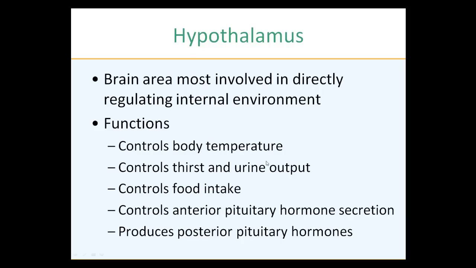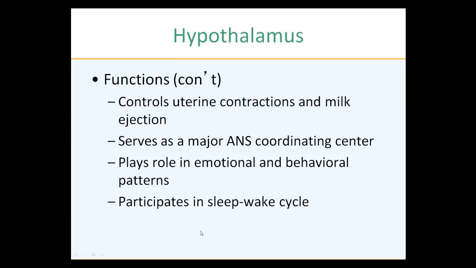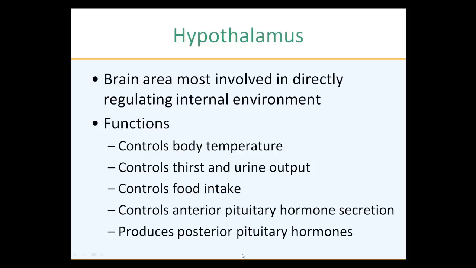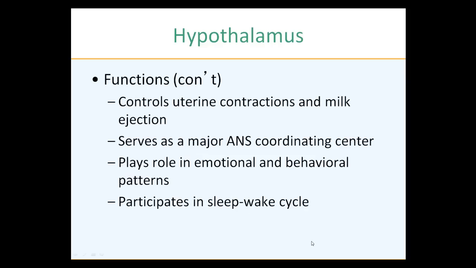It controls body temperature, thirst, urine output, hunger, food intake, anterior pituitary hormone secretion, and the posterior pituitary hormone is actually made in the hypothalamus, and we will talk about that when we get into the endocrine system. It controls the uterine contractions, even controls sexual desires. And there is a lot, again, of research going on in that area, and sexual maturity. It serves as autonomic nervous system coordinator. It plays a role in emotional behavioral patterns, and it helps in the sleep-wake cycle.